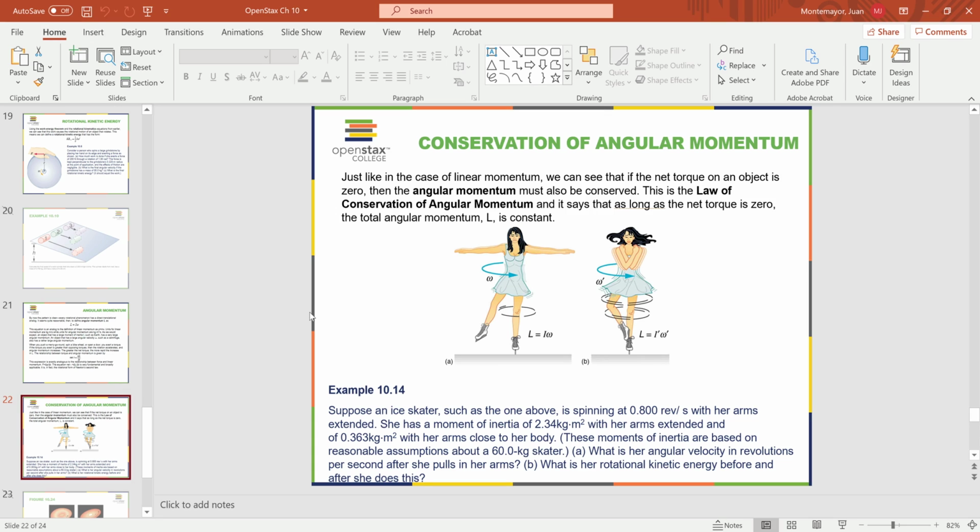So, for example, suppose an ice skater, such as the one above, is spinning at 0.800 revolutions per second with her arms extended. She has a moment of inertia of 2.34 kilograms meter squared with her arms extended, and 0.363 kilograms meter squared with her arms close to her body. These moments of inertia are based on reasonable assumptions about a 60 kilogram skater. So there's our mass too. For A, what is her angular velocity in revolutions per second after she pulls in her arms? And B, what is her rotational kinetic energy before and after she does this?